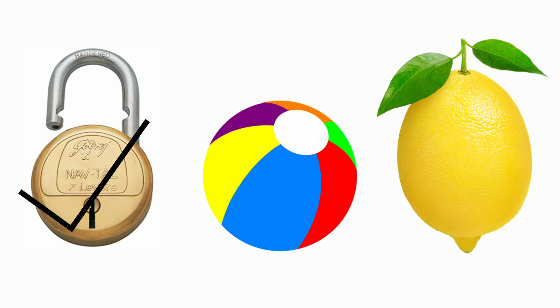Next one, lemon. The beginning sound of the picture lemon is L. And the sound of the letter L is L. The sound of the letter L and the beginning sound of the picture lemon are same. So, we are going to tick the picture lemon.